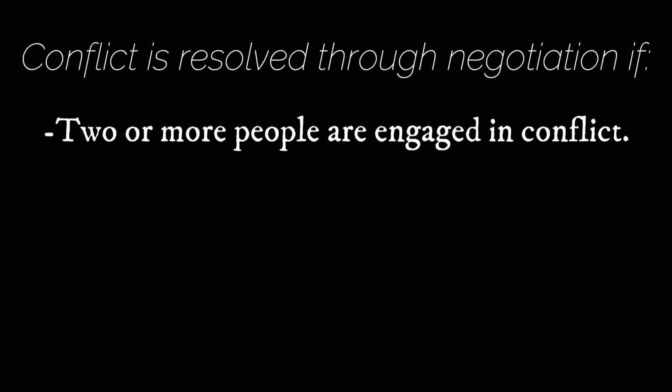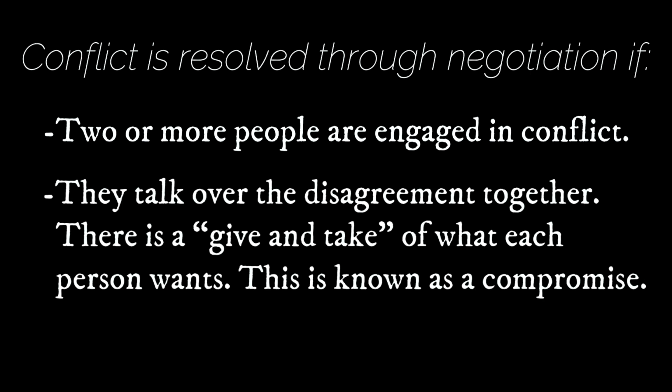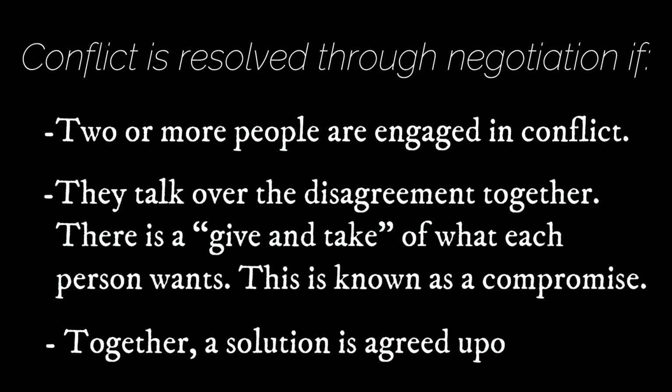Conflict is resolved through negotiation if two or more people are engaged in conflict. They talk over the disagreement together. There is a give and take of what each person wants. This is known as a compromise. Together, a solution is agreed upon.